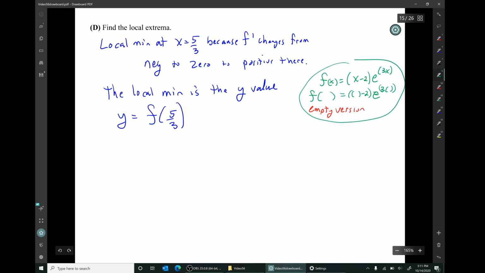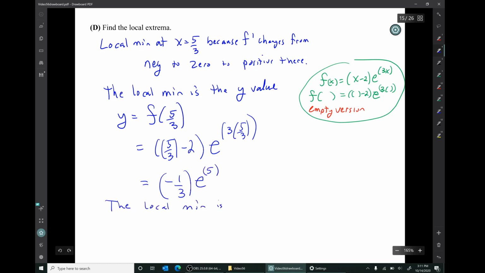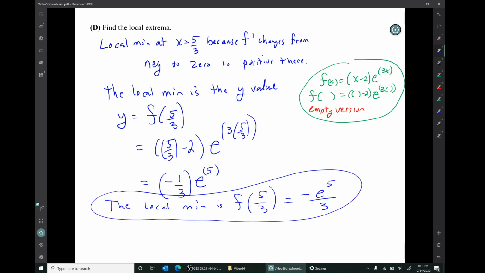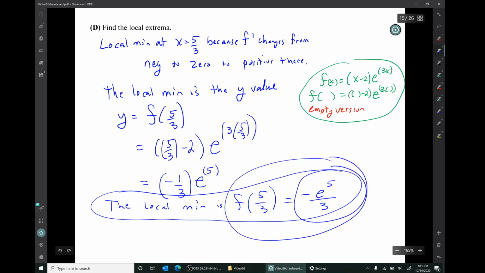So we review the form of the function, and then it's useful to have the empty version in order to do our calculation. So there's our final answer. The local min is this y value, but we present it in this equation to make it clear that that y value is the min, and this x value is the x value where it occurs.